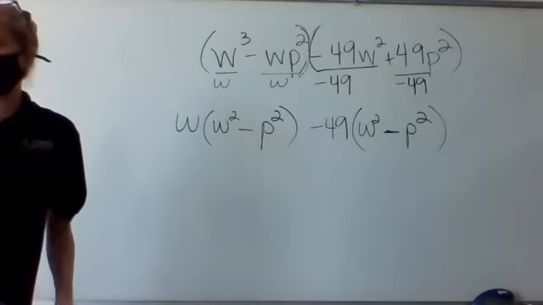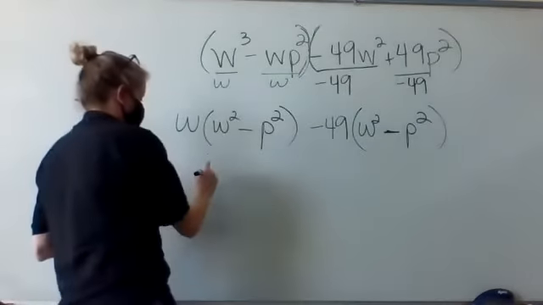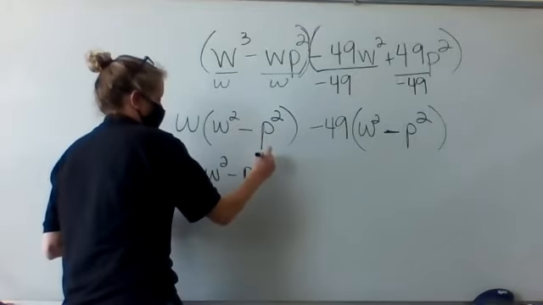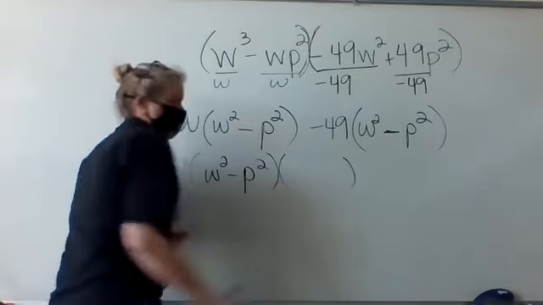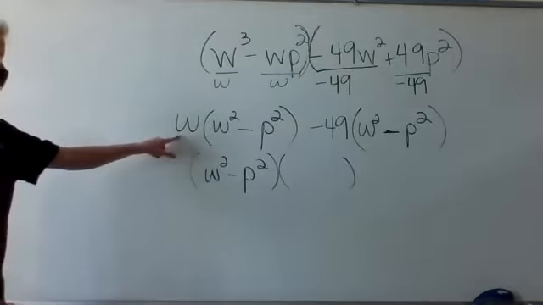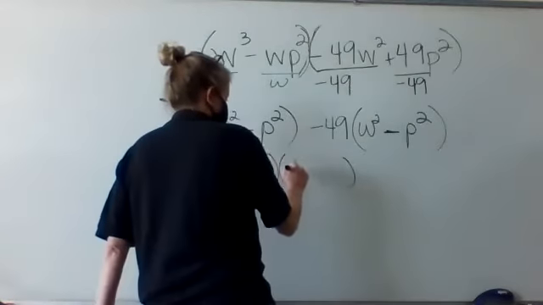So put your matching pair in a group. W squared minus P squared. And what's your other factor? W minus 49.